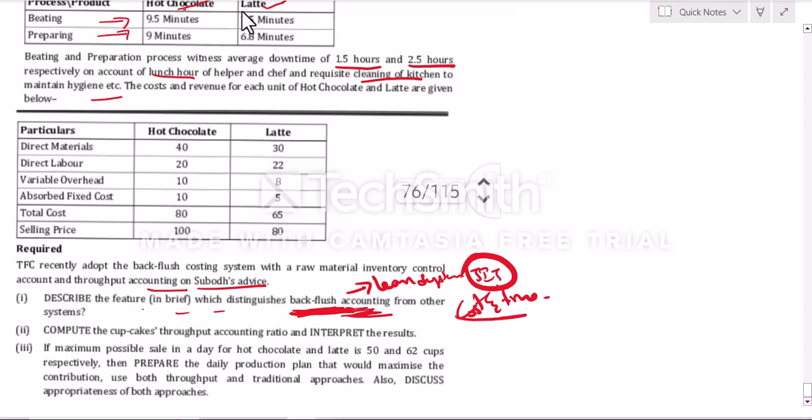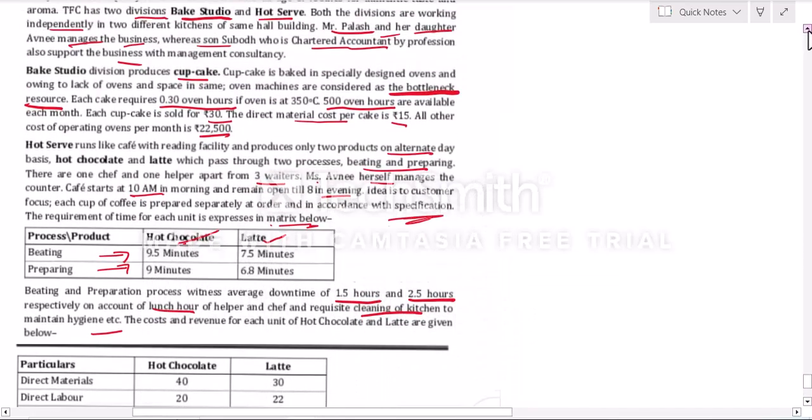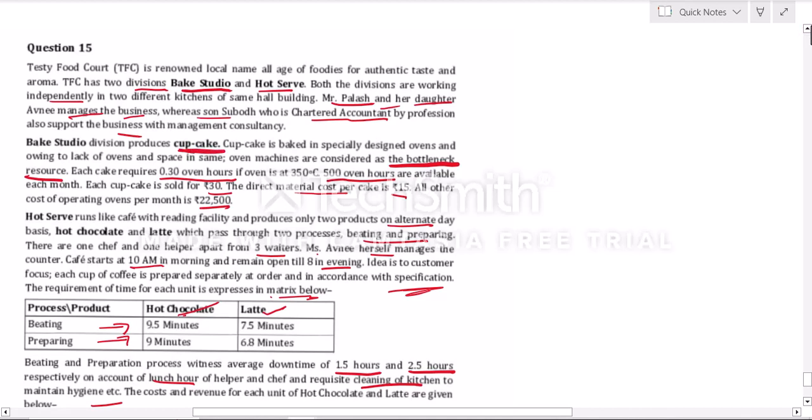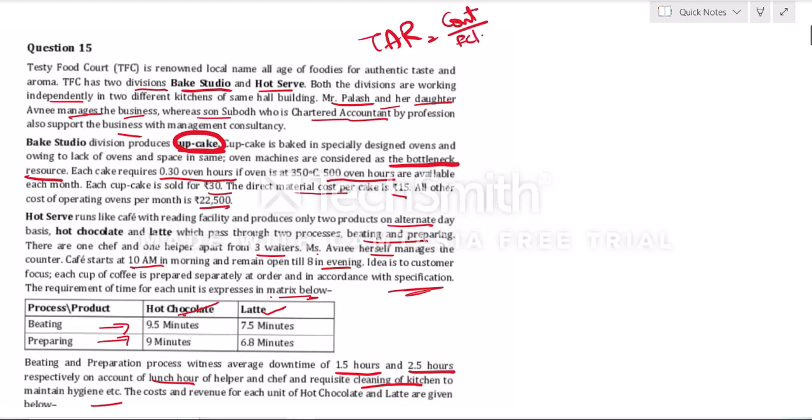Compute the cupcakes throughput accounting ratio and interpret the results. So they are asking about cupcake. Here they have given about cupcake. What they have given, we need to find out the throughput accounting ratio. How to find out that one? Contribution per bottleneck divided by factory cost per bottleneck. So we need to find out contribution per bottleneck. Contribution means they have given 30 is the sales price and direct material cost is 15 rupees. So 30 minus 15.